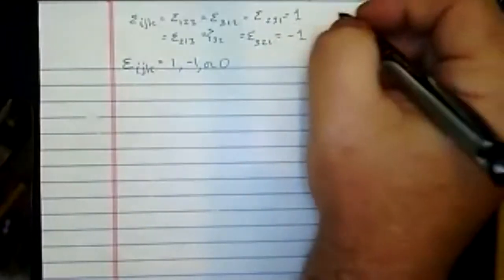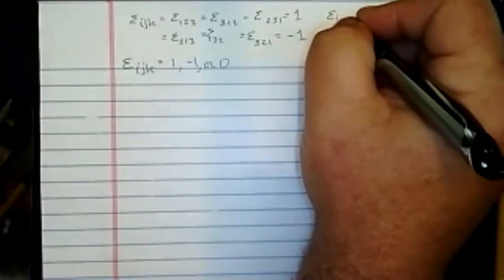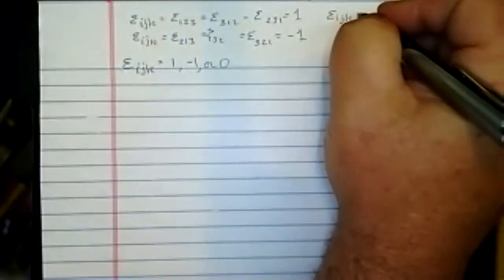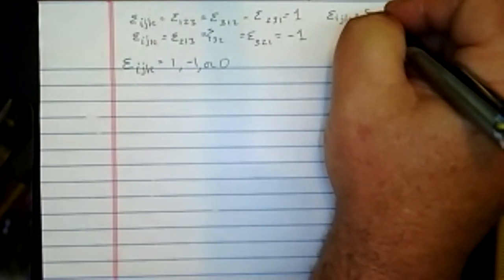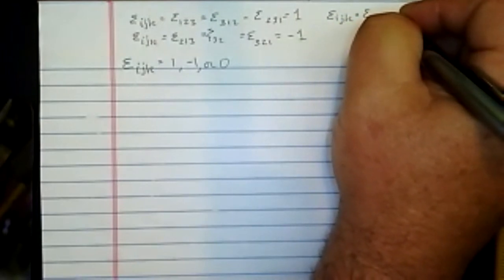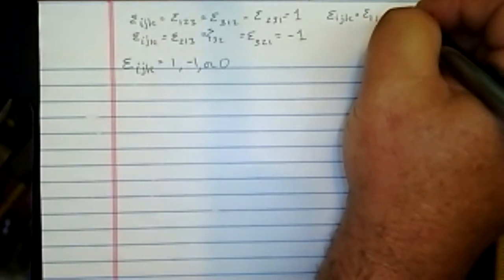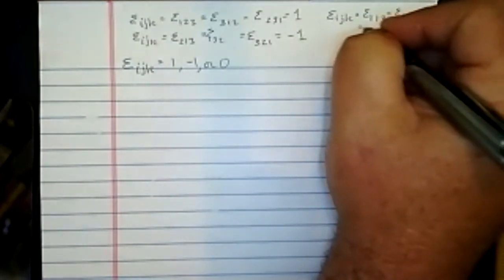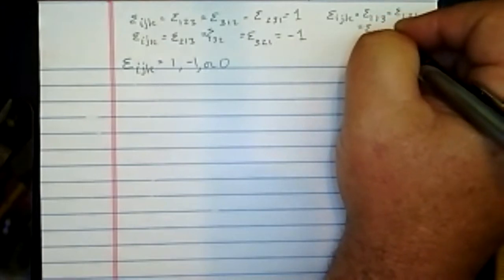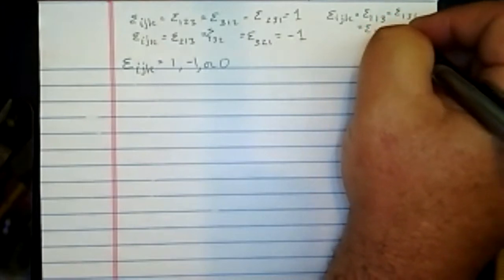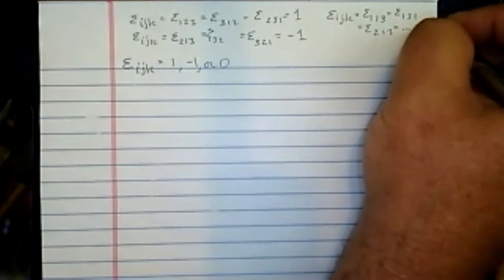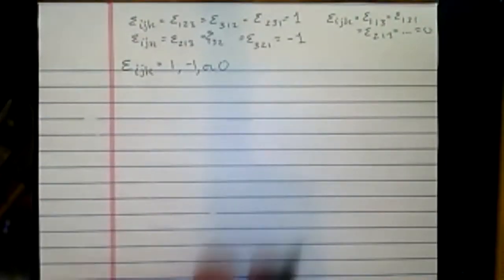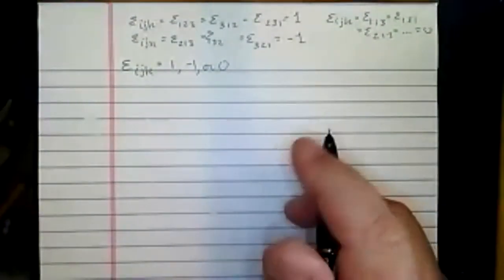And if any of the indices repeat, such as epsilon 1, 1, 3, or epsilon 1, 3, 1, or epsilon 2, 1, 1, and so on, then it's 0. Okay. Once you have that, then things start to make sense.